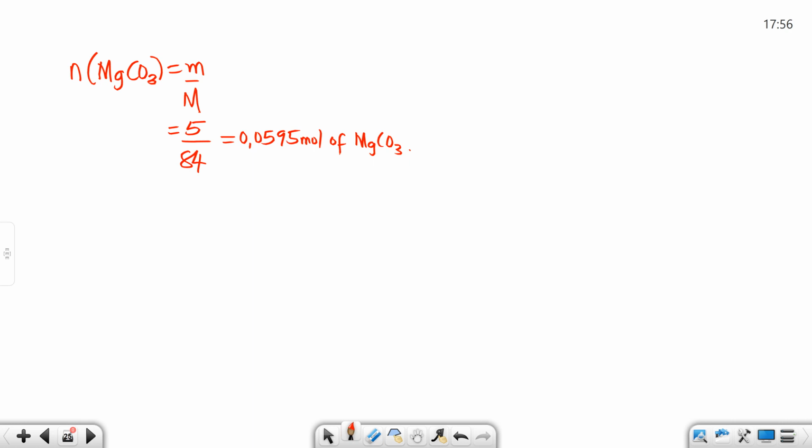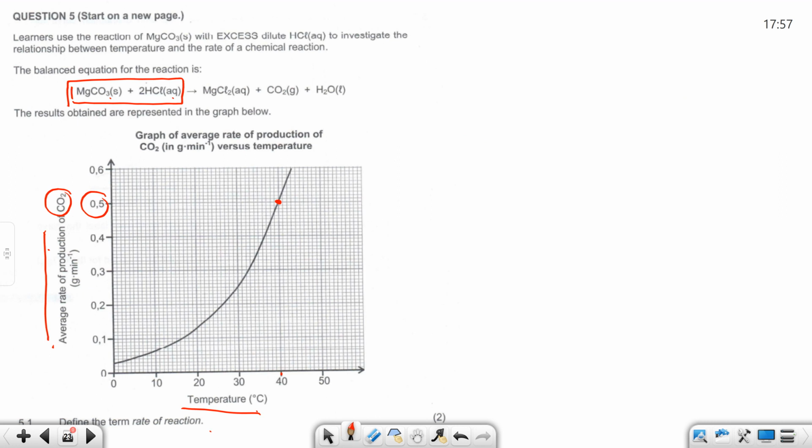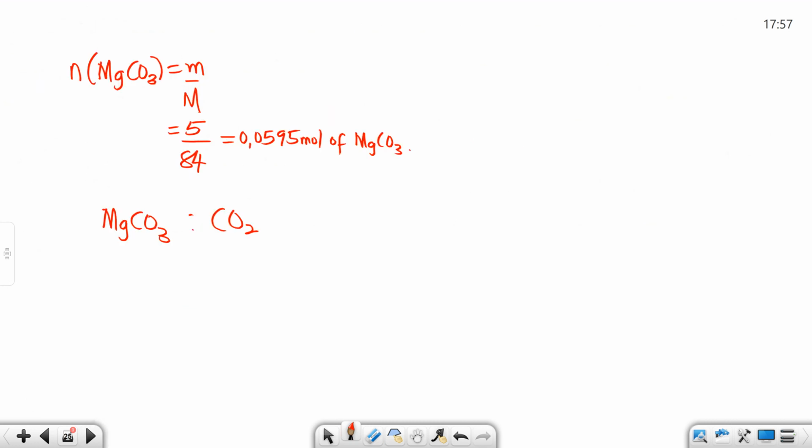Now, but what are we looking for? We are looking for the mass of carbon dioxide. How do we connect them? Mole ratio. So, MgCO3 and CO2. Can we go check the formula? What's the ratio? 1:1. That's how your stoichiometry works. 1. How many moles of this do I have? 0.0595 to n. Can we cross multiply?